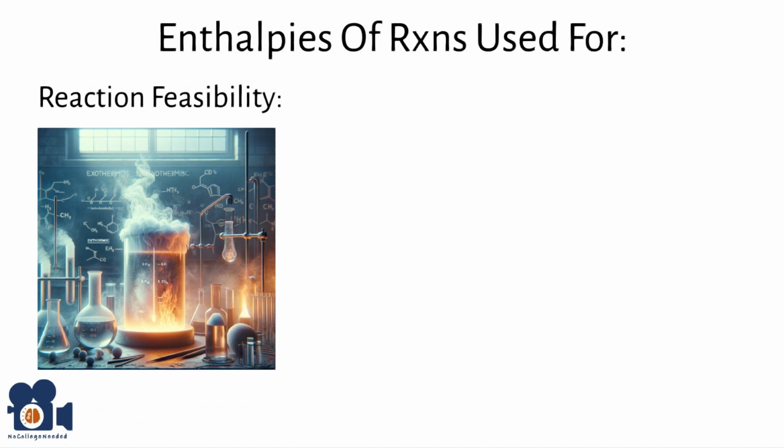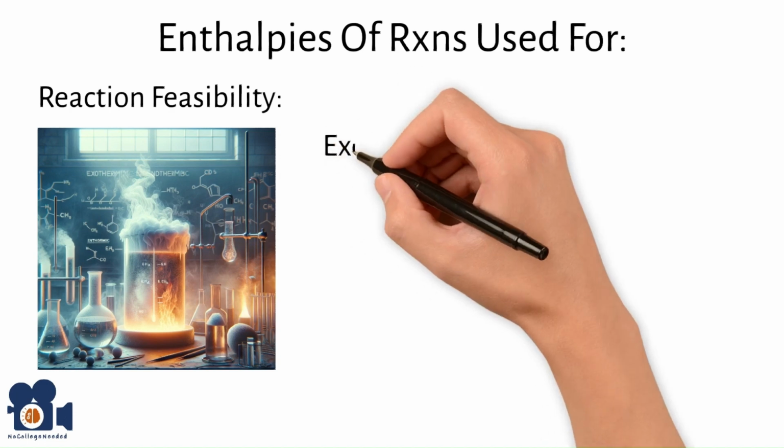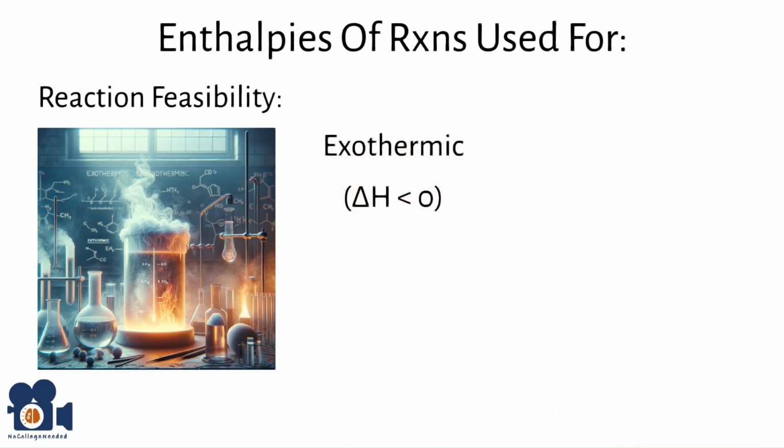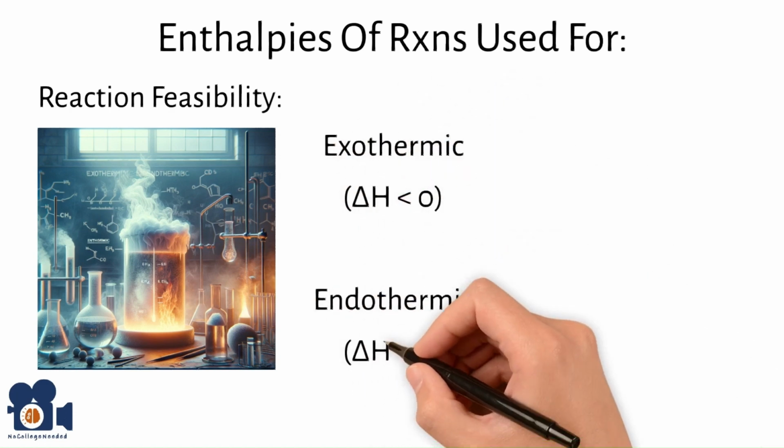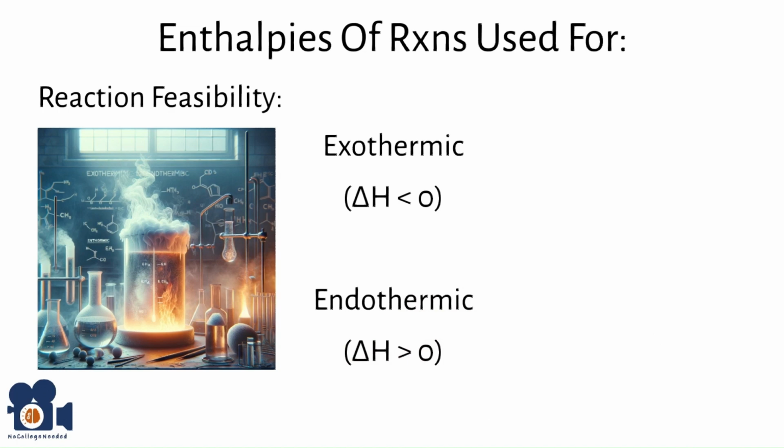For this, chemists assess whether a reaction is exothermic, delta H is less than 0, or endothermic, delta H is greater than 0. Using these, chemists can gauge the spontaneity of a reaction under certain conditions, although entropy and temperature also play a significant role in determining spontaneity through Gibbs free energy, which we'll discuss at a later time.